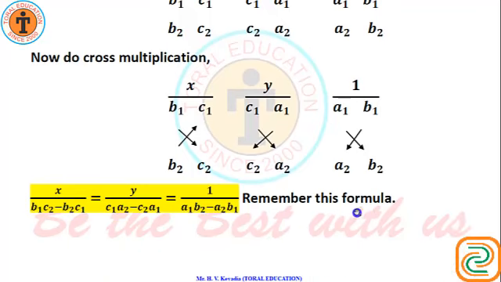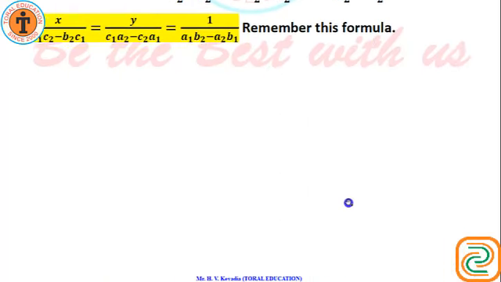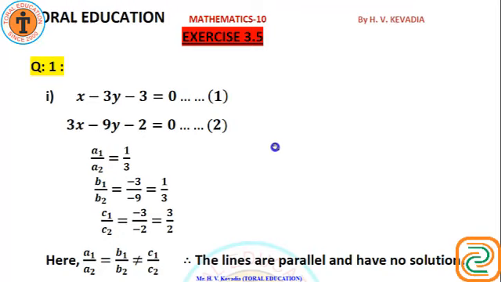Remember this formula. So here is Exercise number 3.5. Here are question number 1 and sub question 1. There are 4 sub questions in question number 1. So the first one is x minus 3y minus 3 equals 0, 3x minus 9y minus 2 equals 0.